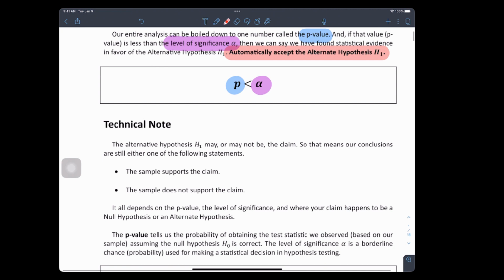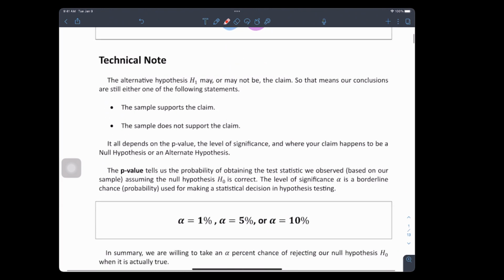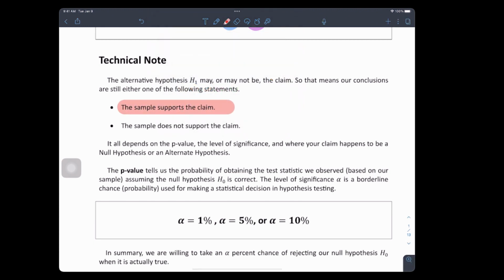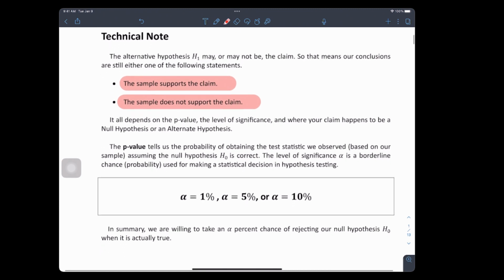Just think about H naught, H1, alternate hypothesis. Think about those things. The alternate hypothesis, H1, may or may not be the claim. That's kind of what I'm pointing out to you. So that means our conclusions are still going to be one of the following statements. Either the sample is going to support the claim or the sample is not going to support the claim. Those are our conclusions. But those conclusions are all indirect. They're based on the test. So we have to go with what the test is saying to us.